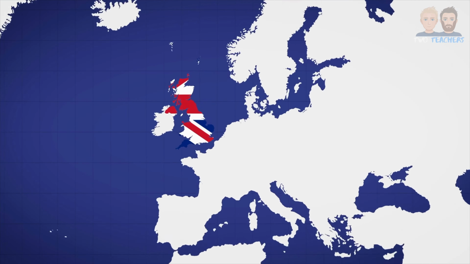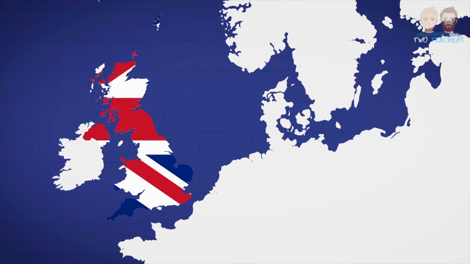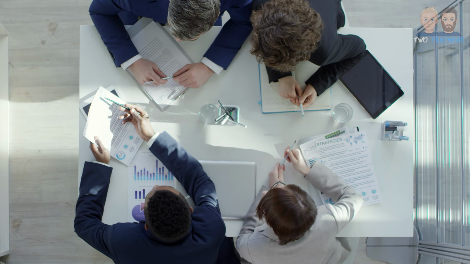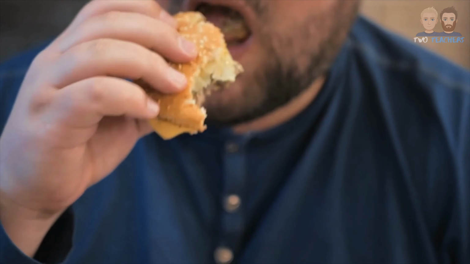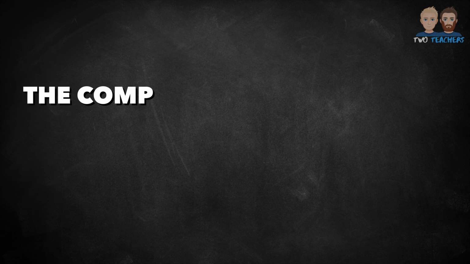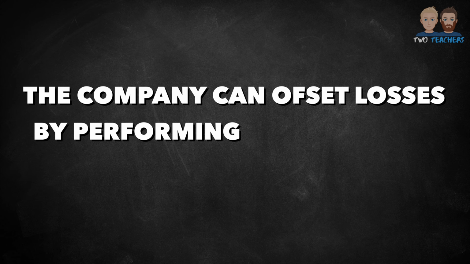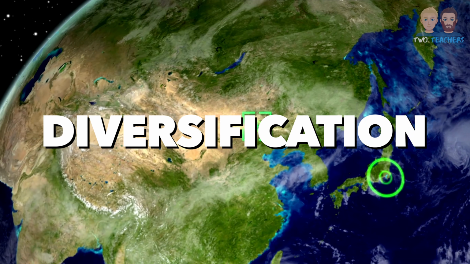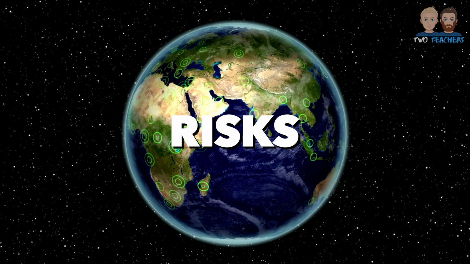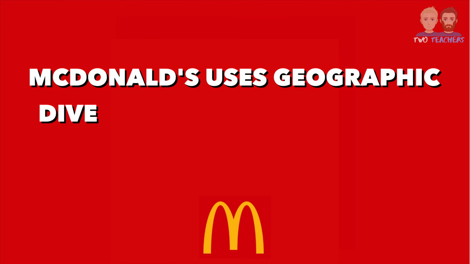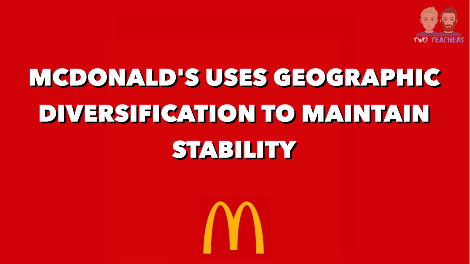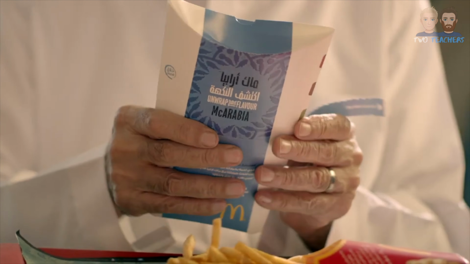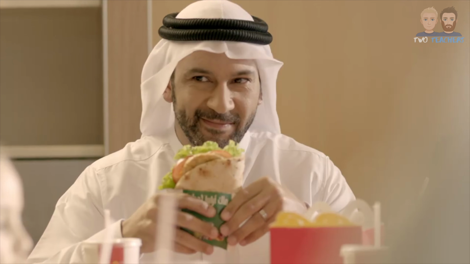Expanding internationally reduces a company's dependence on a single market. If one market faces economic challenges, regulatory changes, or shifts in consumer preferences, the company can offset losses by performing well in other regions. This geographic diversification reduces risks. McDonald's uses geographic diversification to maintain stability. If European markets slow down economically, McDonald's can continue to thrive in regions like the Middle East.